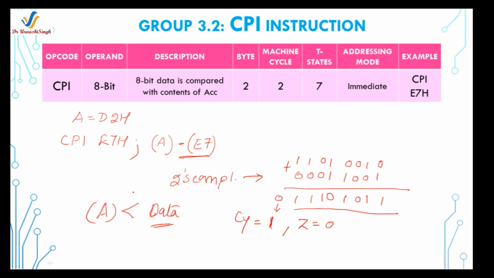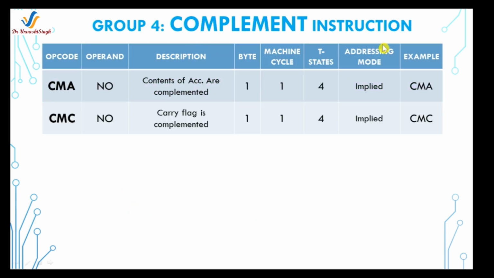Now let's see another instruction, complement instruction. In this group, the first one is CMA. It does not require any operand, and this instruction is used to complement the contents of accumulator. For example, let A have 6F hex number, and if I am writing instruction CMA, it means complement the contents of accumulator. For this, first step is write its binary equivalent.